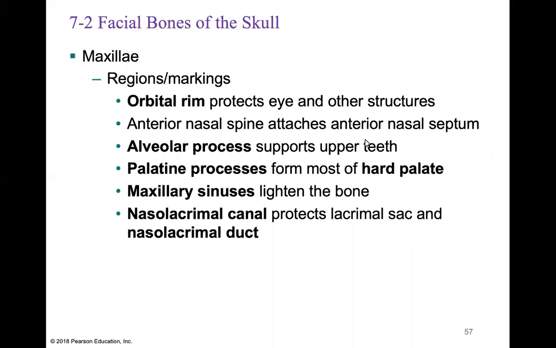So here are some markings that we find on the maxilla. The orbital rim will help to protect the eye and other structures. You have what's referred to as the alveolar process. This will support the upper teeth. The palatine processes will form most of the hard palate. Maxillary sinuses, again, are the largest of the sinuses that we have. Again, their function is lightening up the bone.